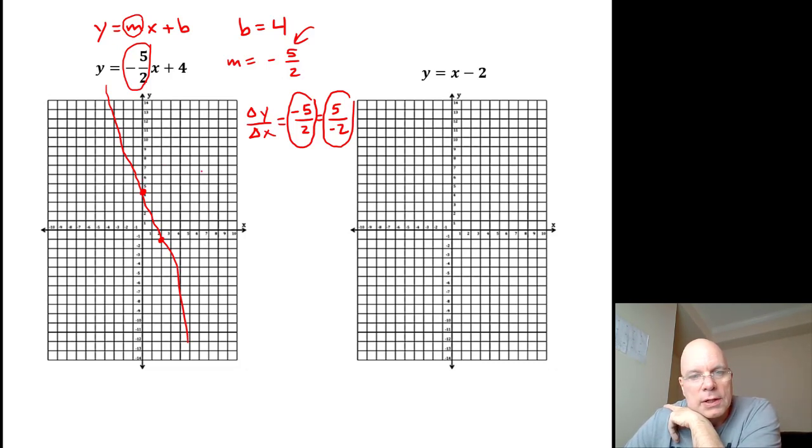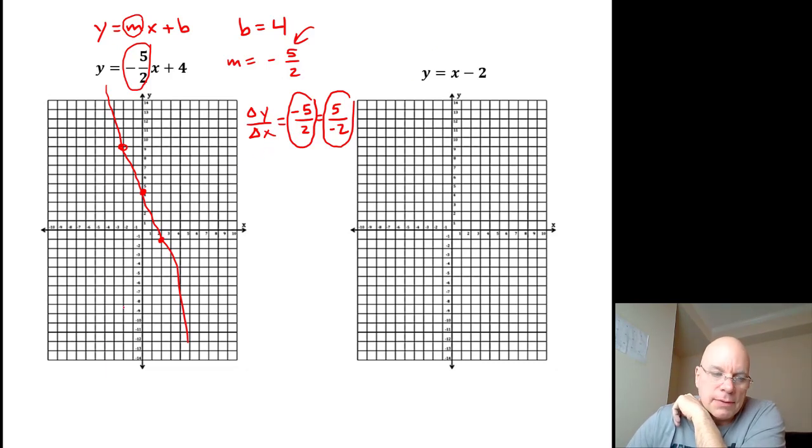If I had chosen to use positive 5 over negative 2, from the y-intercept I would have moved up 1, 2, 3, 4, 5, and then change in x is negative 2, I would have moved left 2. So you see that point is also on our line. And so if you have a negative slope, you can do it 2 different ways and you'll still get the same line.